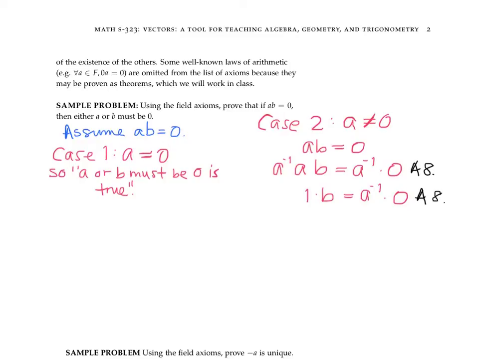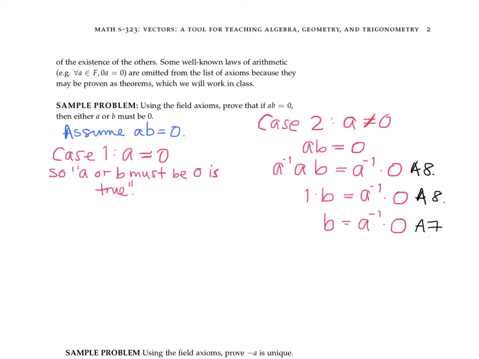Now this left-hand side, 1 times B. Well, taking a look at our list of axioms, 1 times B is equal to B, and that is true by axiom 7. The existence of the multiplicative identity tells me that for any element in a field, 1 times the element is just the element itself. So I can simplify the left-hand side to just B by itself by axiom 7.